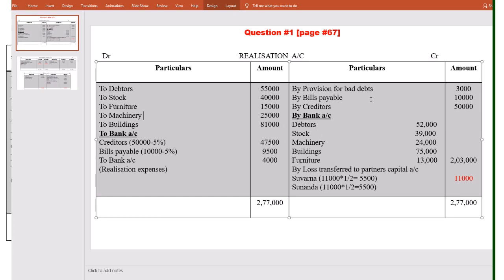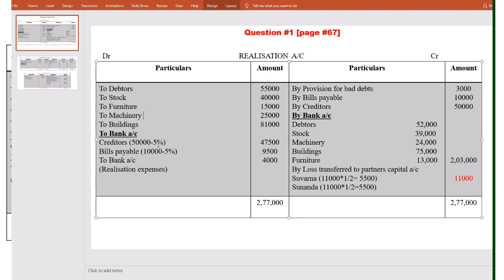So once everything is entered, you can do the totaling of all these assets realized. Finally, you put it in the outer column. You will get 2,03,000. This is your total assets realized value. Okay. Now we have cleared the assets adjustments.